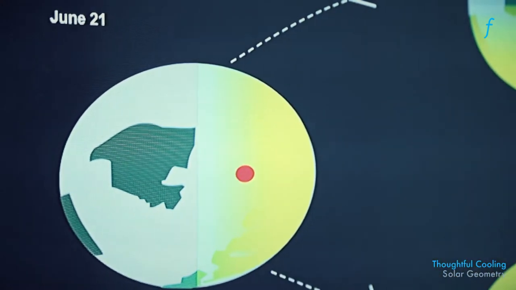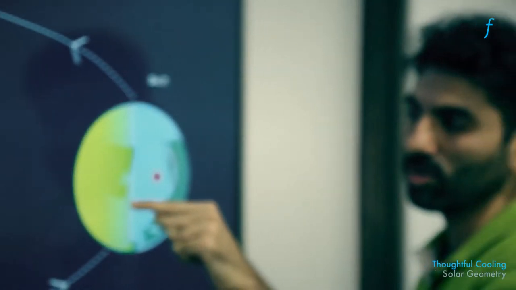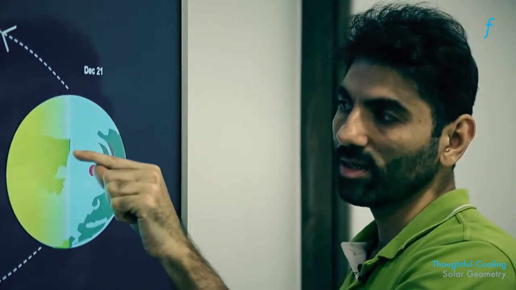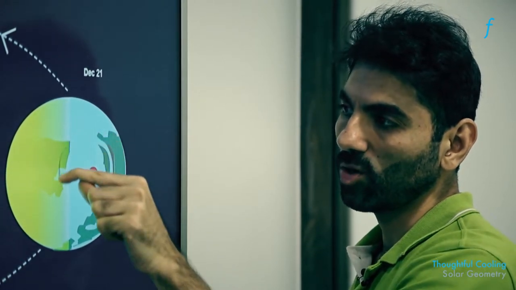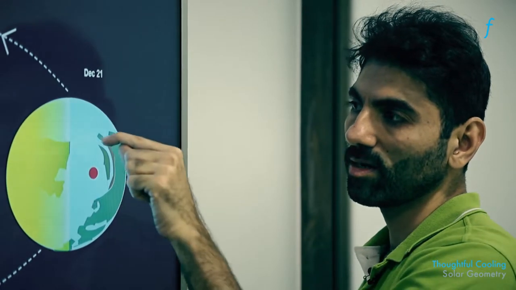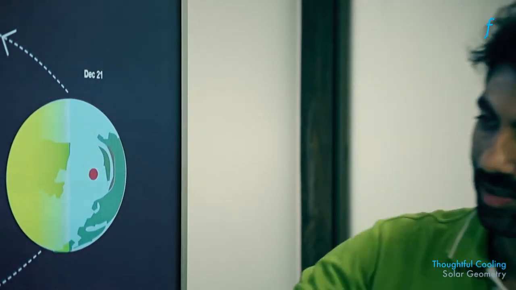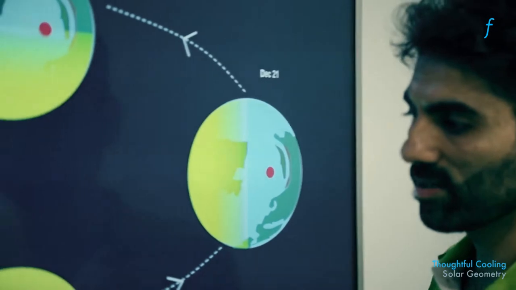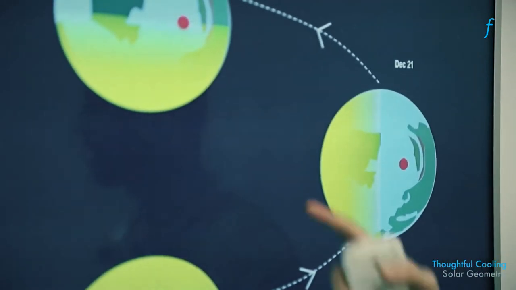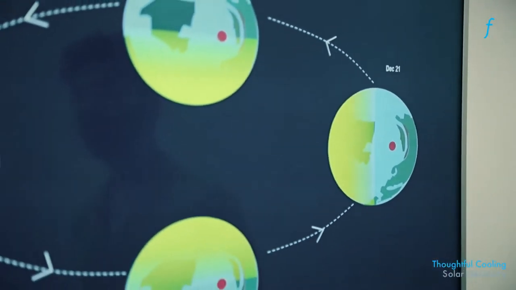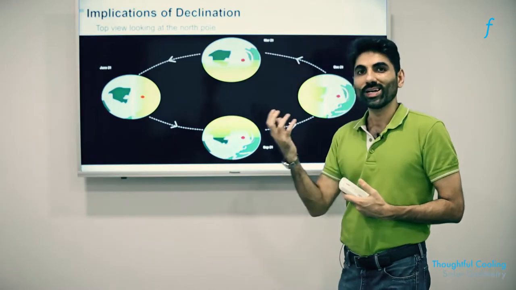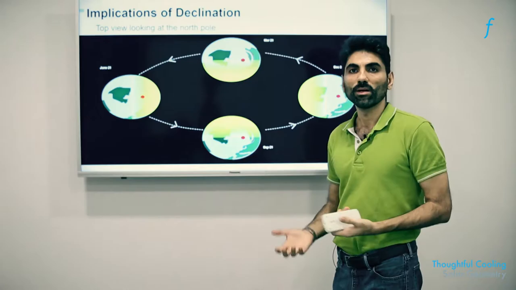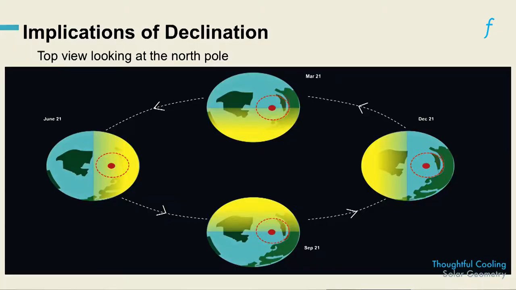Here, it would be the exact opposite. Here, this is the Northern Hemisphere winter. You'll see that a location here will have a large part of the day in night and a short day. Whereas here in the equinoxes, it will be the exact same, right? So these are 12-hour days and 12-hour nights. So this is one of the implications: the location is spending different amounts of time under the sun at different times of the year.